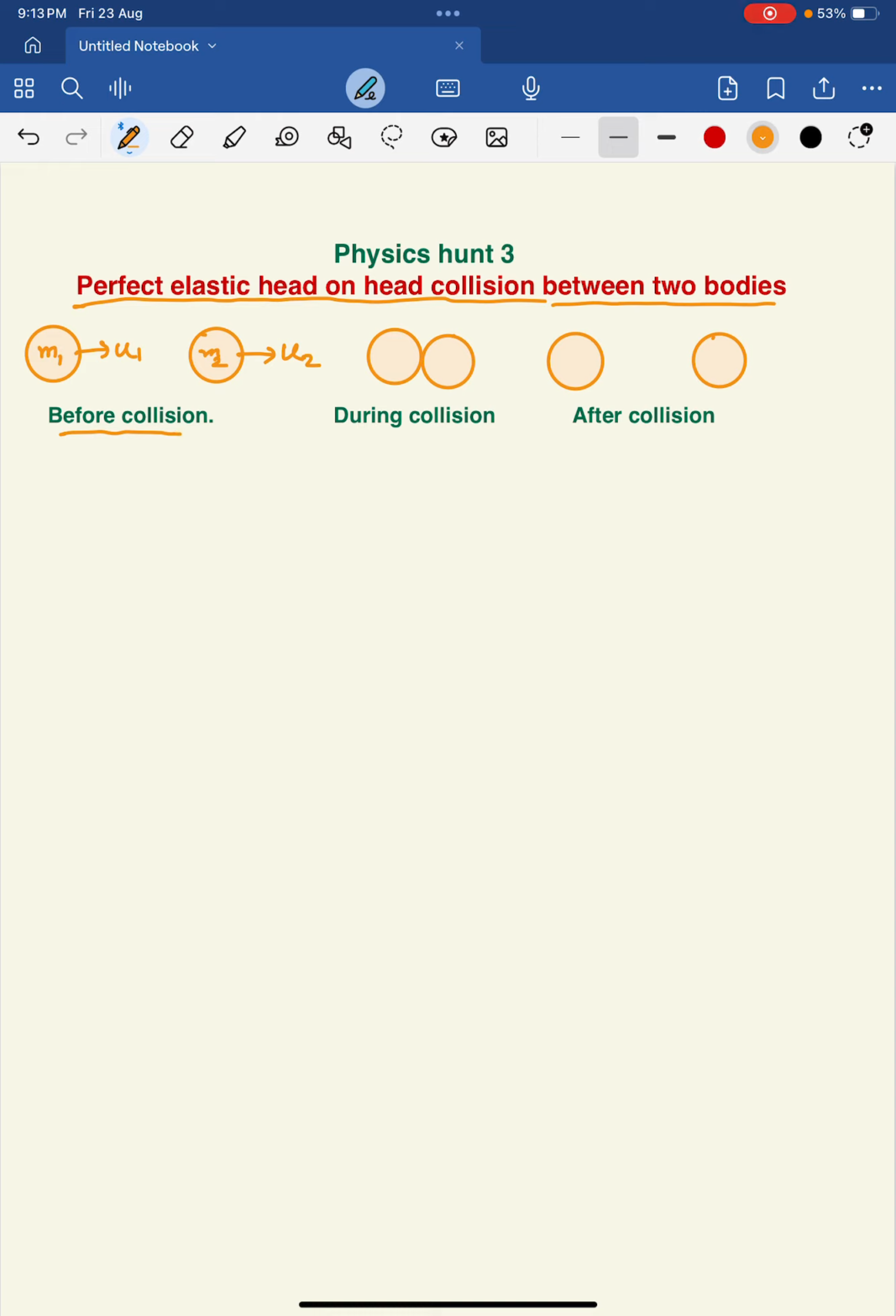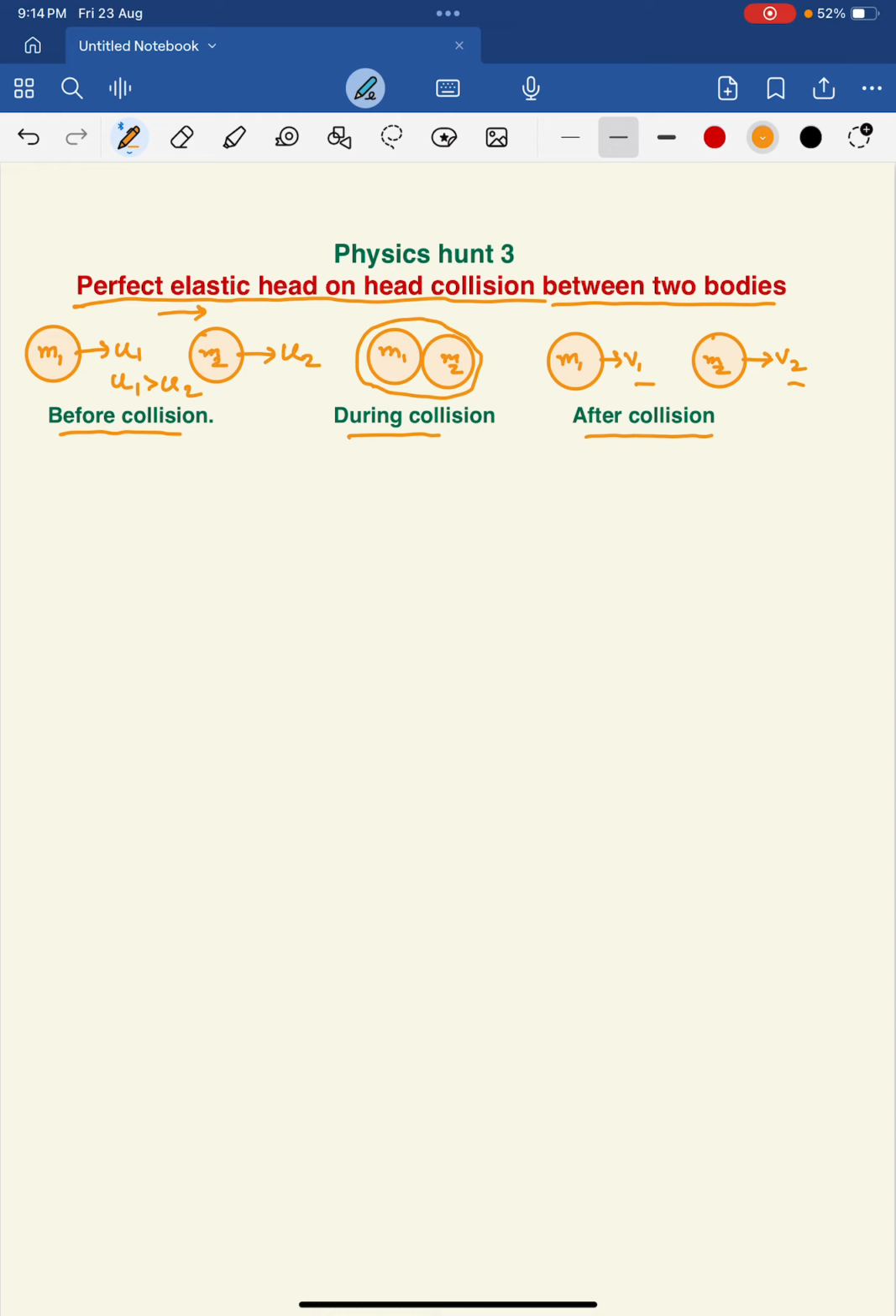These two bodies are moving in the same direction like this. Let us assume u1 is a little greater than u2. Then what will happen? After a small interval of time, these two bodies m1 and m2 collide with each other. During the collision, both bodies interact like this. Therefore, after the collision, the first body of mass m1 moves with velocity v1, and the second body moves with velocity v2. Here v1 and v2 are the final velocities after the collision.